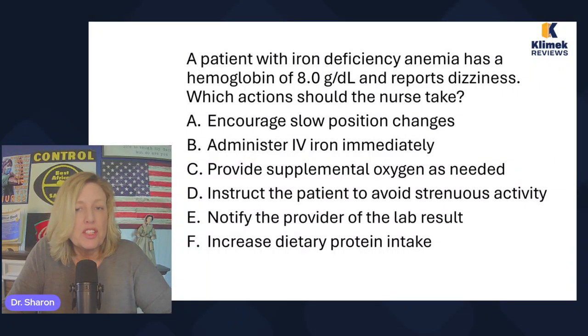A patient with iron deficiency anemia has a hemoglobin of 8 and reports dizziness. Which action should the nurse take? So they have an 8 and they report dizziness. So that's symptomatically low. Encourage slow position changes. Well, that's good with dizziness. You know what? Let me read the answers first.